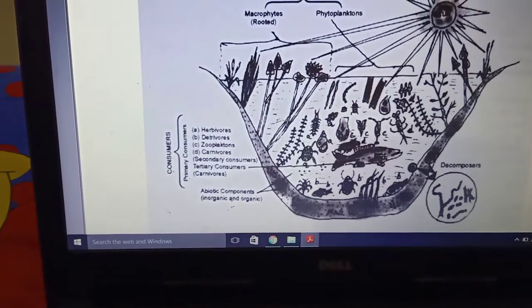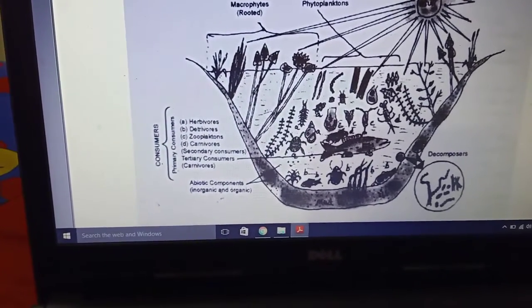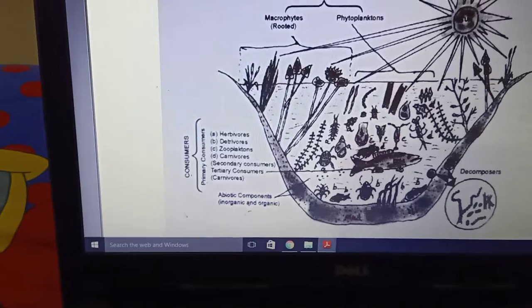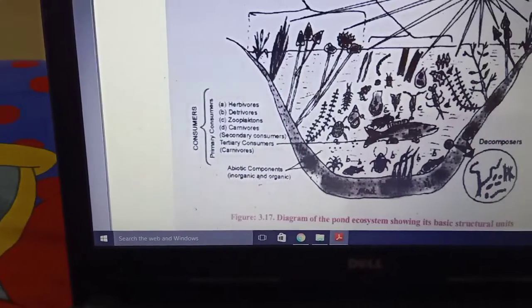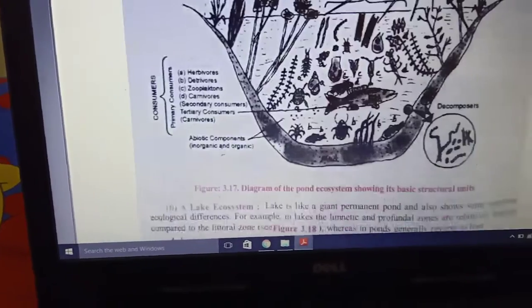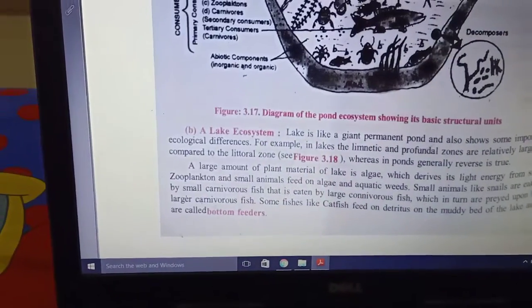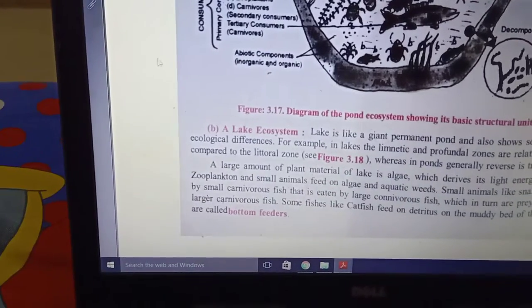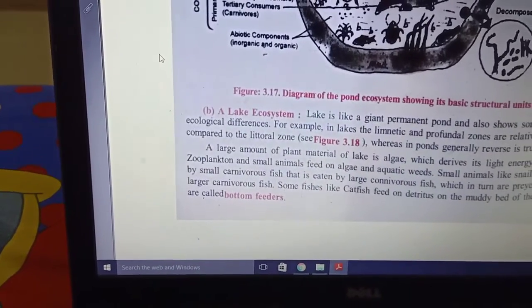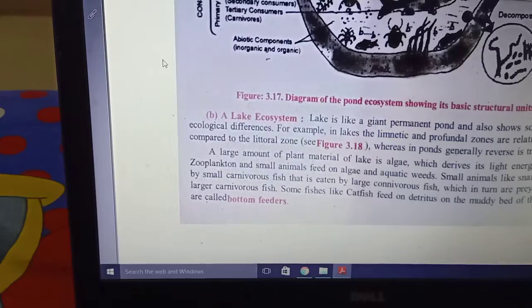So abiotic components, that is inorganic and organic materials, will be found in this, and different kinds of consumer levels are shown in this diagram. So this is the pond ecosystem. This is the structural unit of the basic pond system, and now we are moving further, that is, to the lake ecosystem.